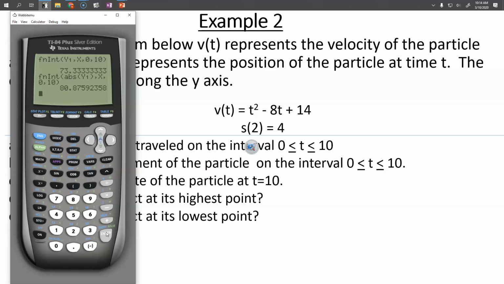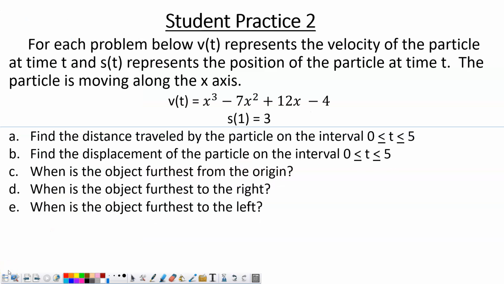Okay, I'll pause there. Student practice, you guys. You have a new function, so go for it. For part A. Mr. Bailey, did you use 0 to 10? Oh, snap. Should be 0 to 5 actually. Oh, 0 to 5, yeah.